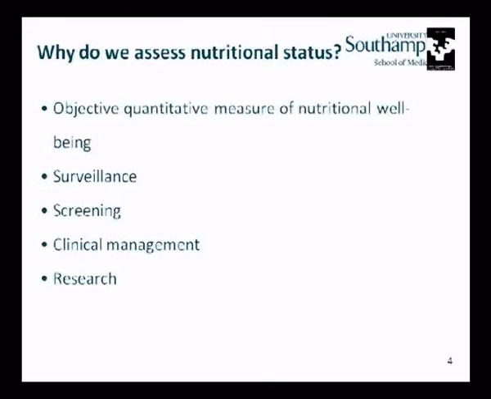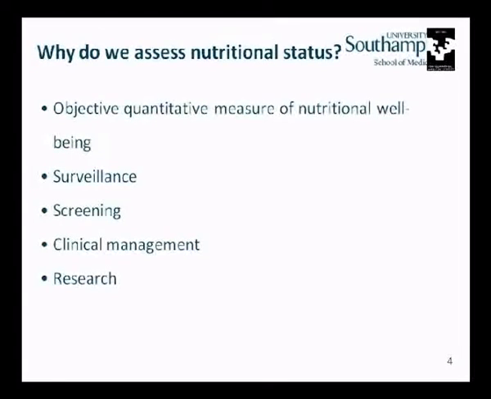Screening is done at an individual level to identify risk. So you would weigh and measure a patient or a person to identify whether they're at risk of overnutrition or undernutrition. And that's usually associated with then doing a therapeutic intervention, for example, if in that context.